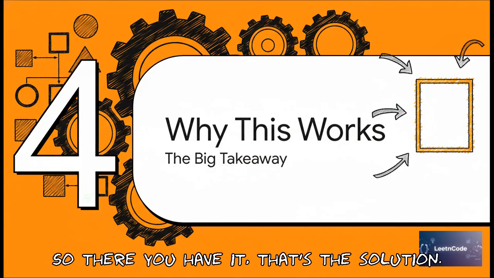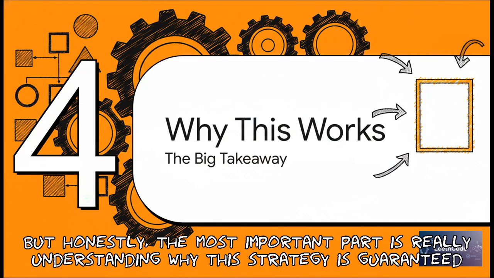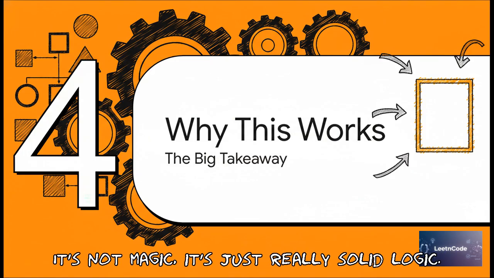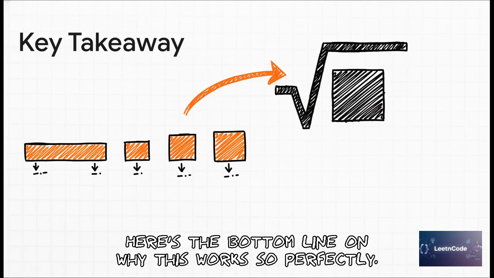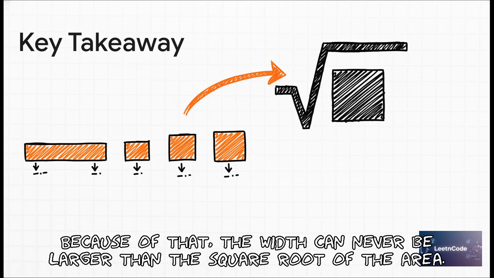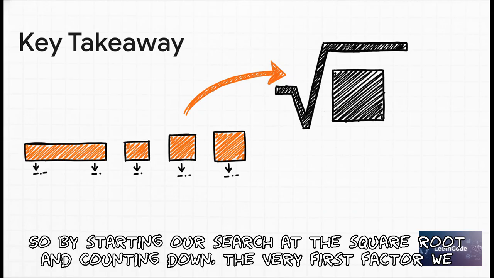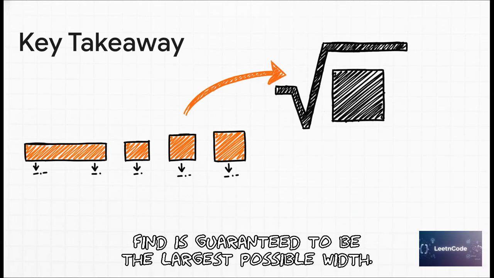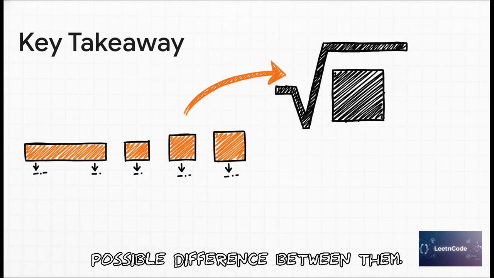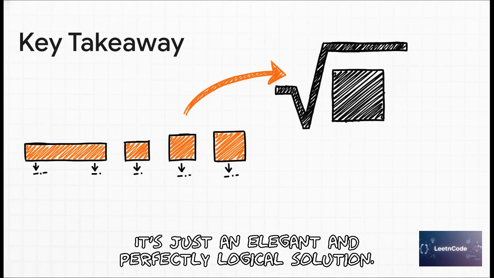So there you have it. That's the solution. But honestly, the most important part is really understanding why this strategy is guaranteed to give us the right answer every single time. It's not magic. It's just really solid logic. Here's the bottom line on why this works so perfectly. Remember rule number 2, length has to be greater than or equal to width. Because of that, the width can never be larger than the square root of the area. So, by starting our search at the square root and counting down, the very first factor we find is guaranteed to be the largest possible width. And a larger width automatically means a smaller length, which in turn gives us the smallest possible difference between them. It's just an elegant and perfectly logical solution.